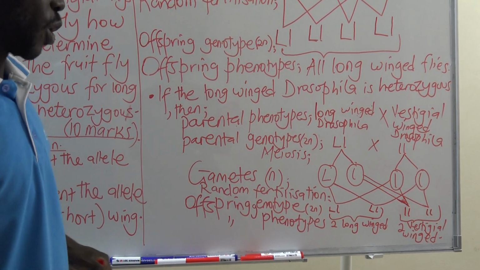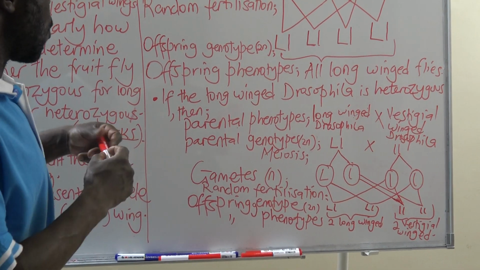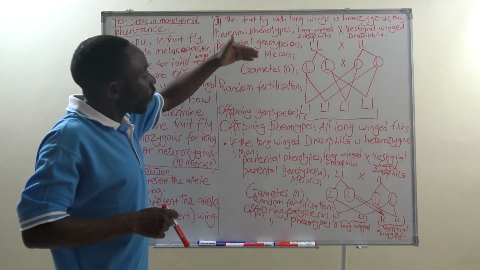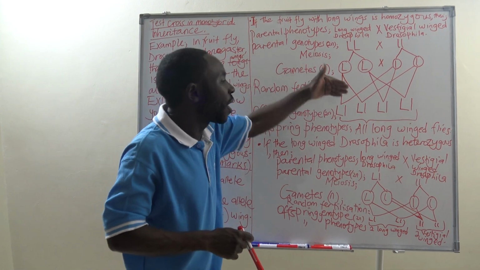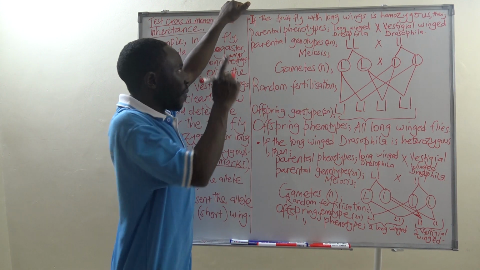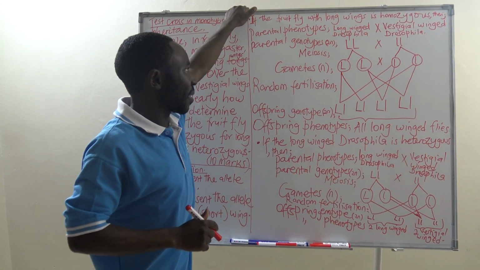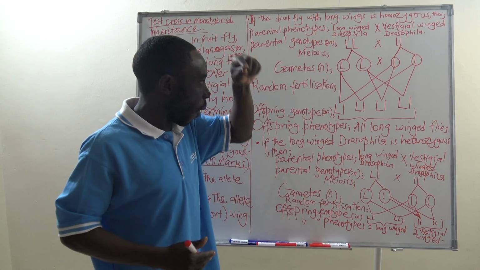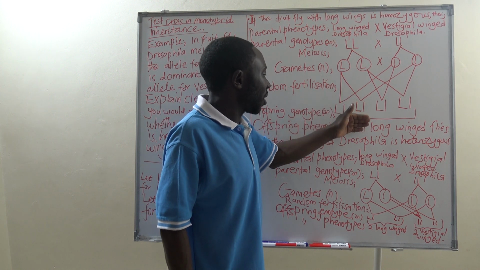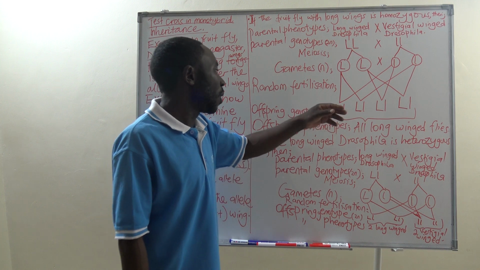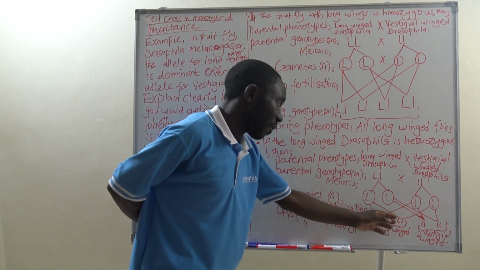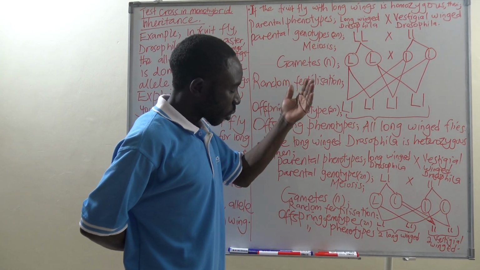Therefore, in conclusion, we can simply say that when we are carrying out this testing cross here, what we shall observe is that in the first case, if all the offspring or individuals are long-winged Drosophila or fruit flies, then we can deduce that the parent or the Drosophila with the dominant character, which is long wings, is homozygous for long wings because the gene for long wings has suppressed the expression of the recessive allele, which is the allele for vestigial wings, as shown here.